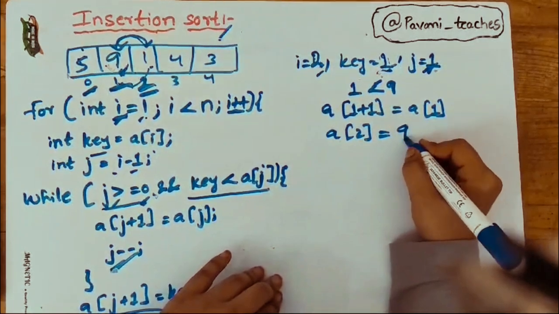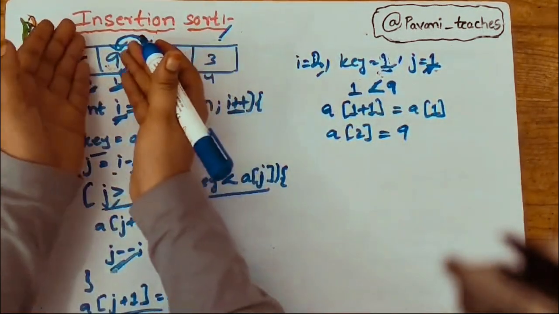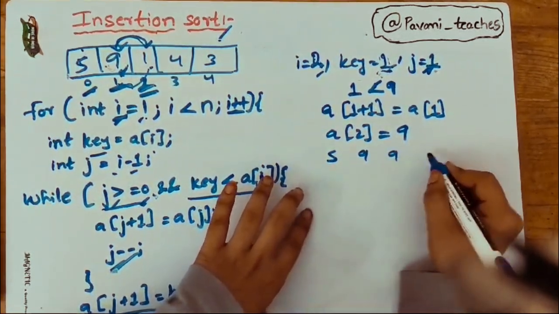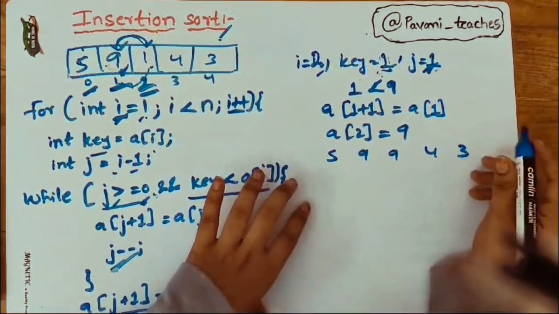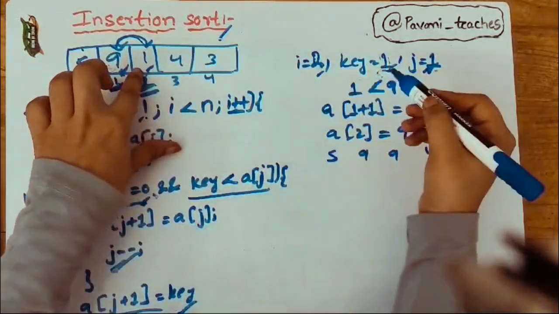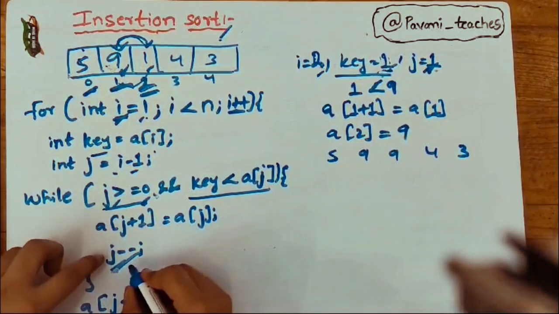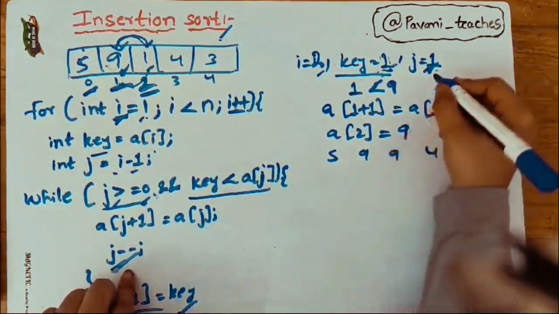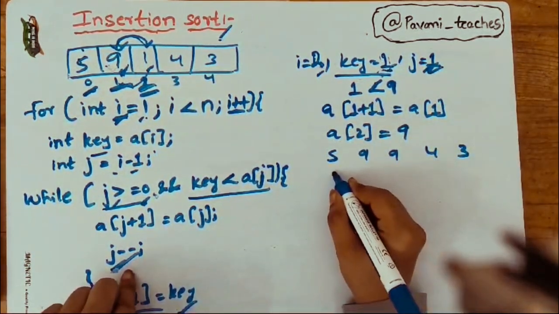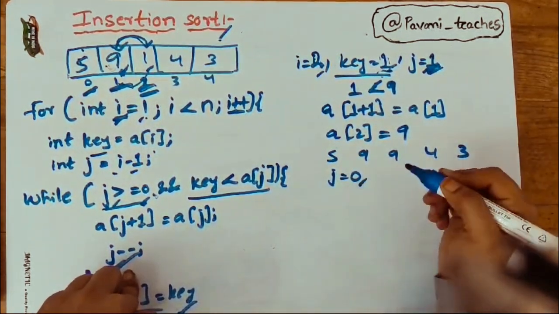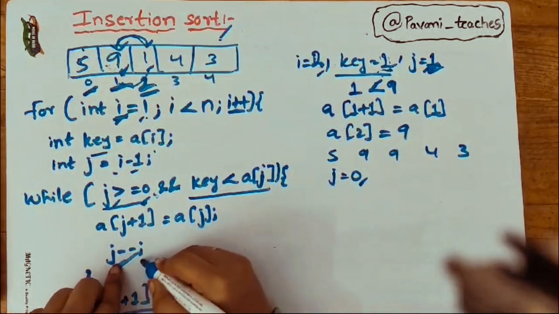That is 9. Okay, we are changing. Now the array will be like 5, 9, 9, 4, 3. Don't worry, as before 1 is stored in key, this one will be stored back later. Okay, now we have to decrement the j value. Before it is 1, the j will be 0 after being decremented by 1.